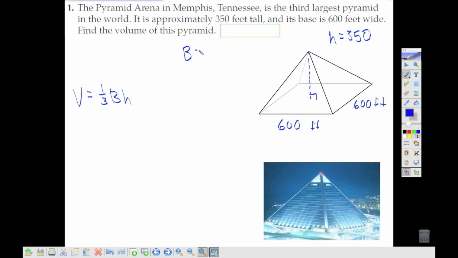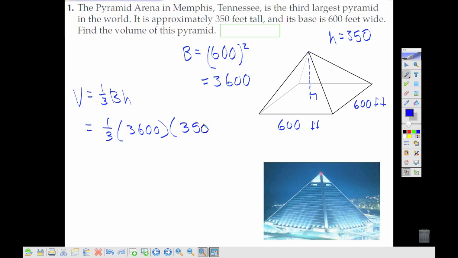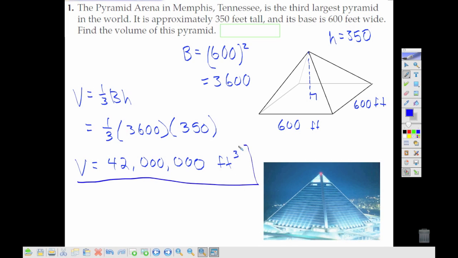So to find our base, we just multiply 600 times 600, or 600 squared, which is 360,000. So we have all the values that we need. Plug in the 360,000, plug in the height of 350, and that will come to 42 million cubic feet. Clearly mark your answer in your response.